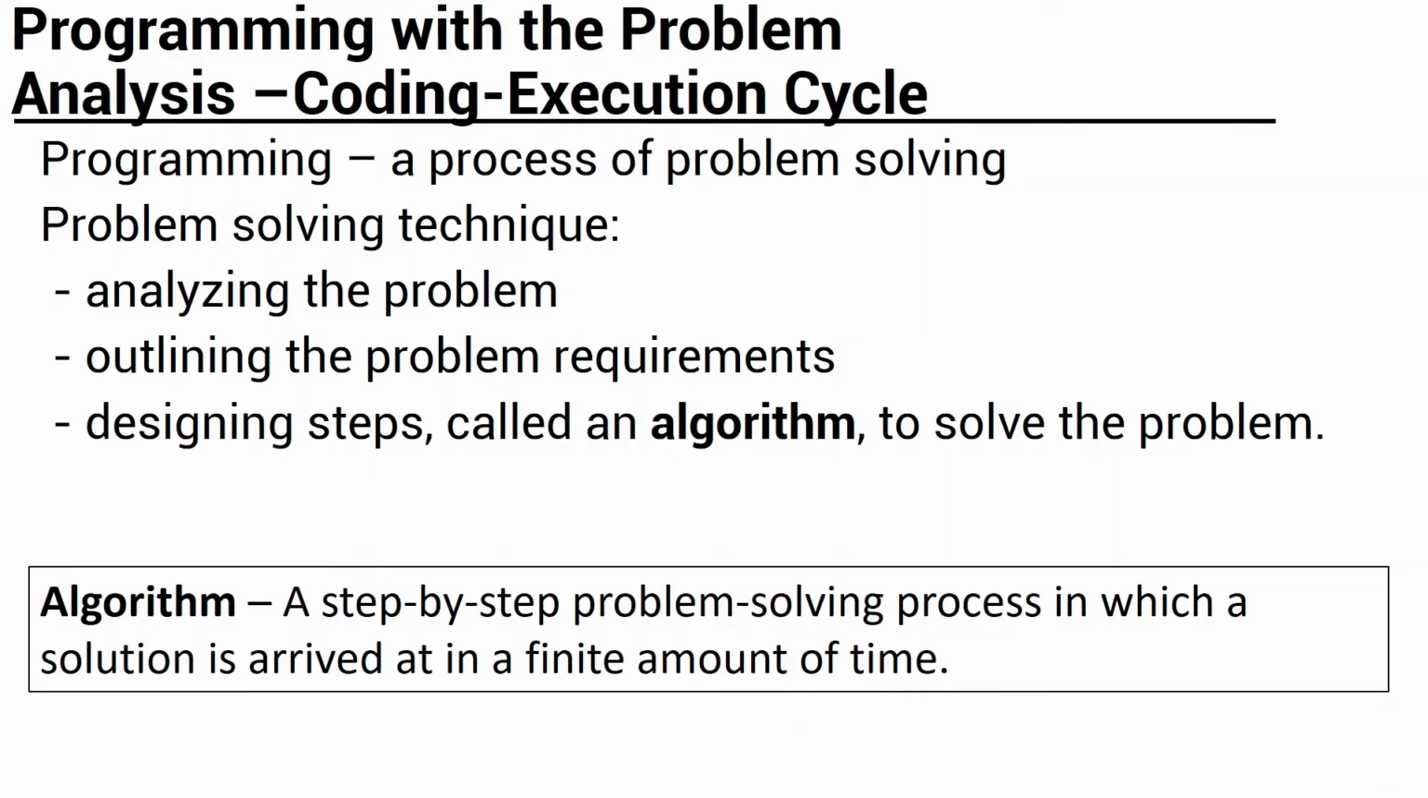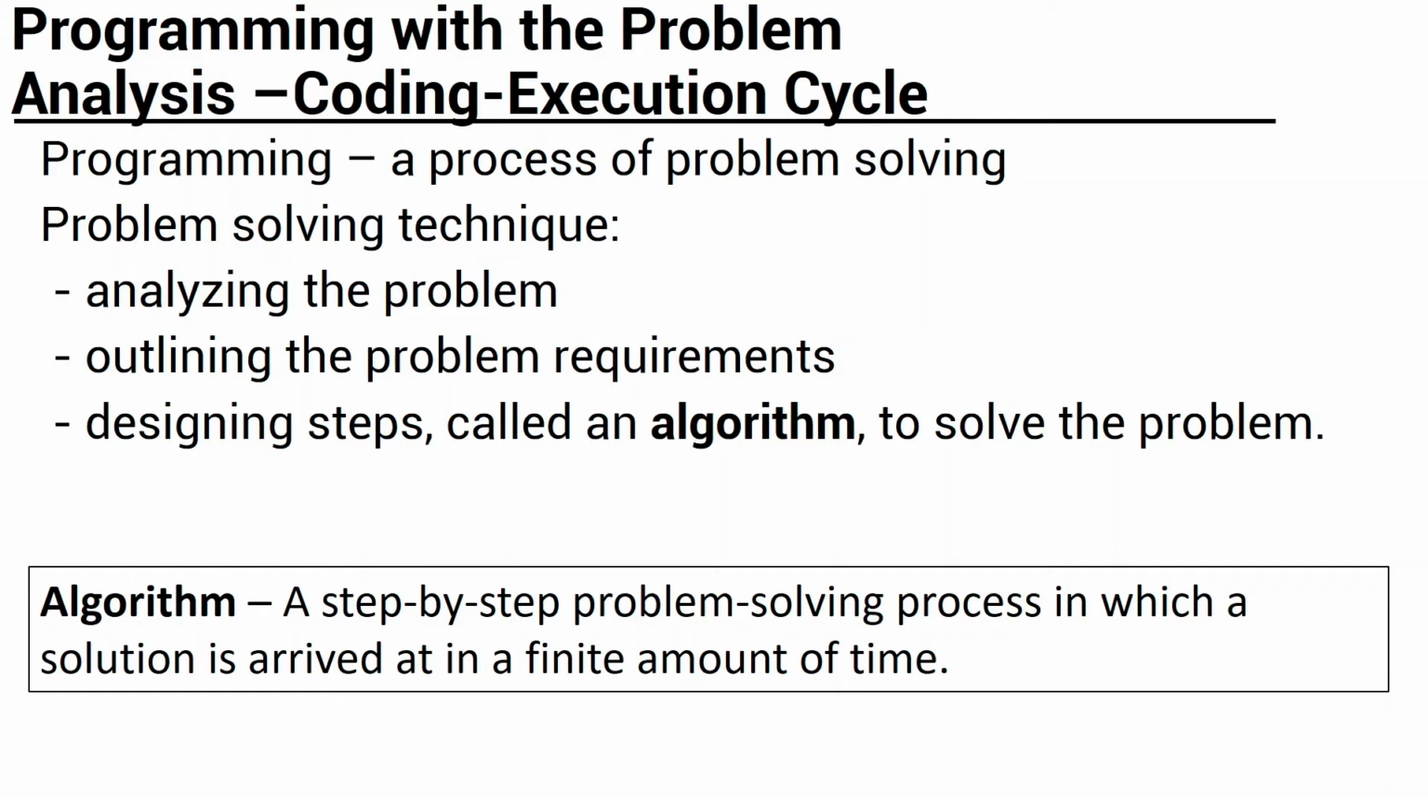Now, how do we do programming? We actually do programming through problem analysis, coding, and execution cycle. Programming is actually a process of problem solving. It is because through our programs, we can provide solutions to the problems within our society that may of course involve technology.